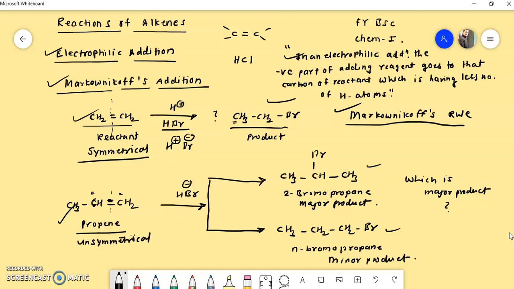And if there is an unsymmetrical starting material, an unsymmetrical alkene, and we have to add HBr, then the reaction goes as per the Markovnikov rule, and we get this product as a major product, this product as a minor product. Okay, now this is as per the rule, but why this product is a major product and why this product is a minor product, that can be understood by observing the mechanism of this reaction. So we will see that mechanism.